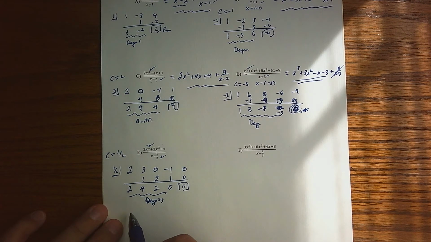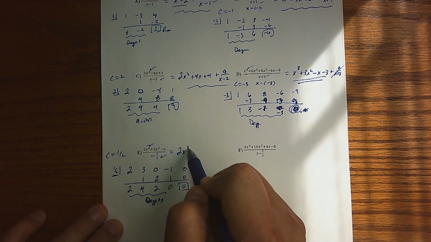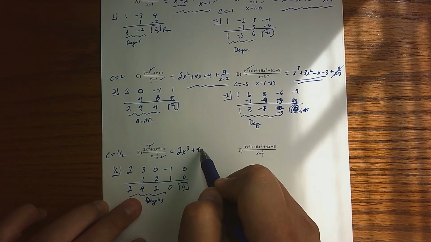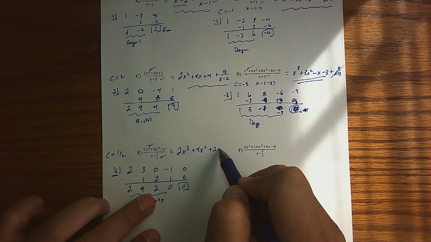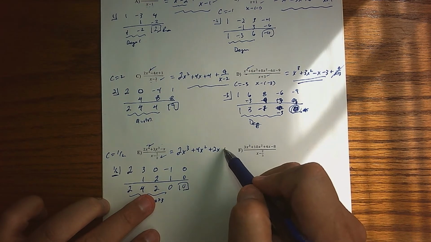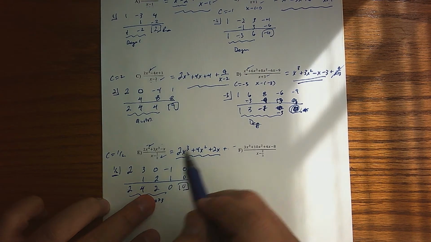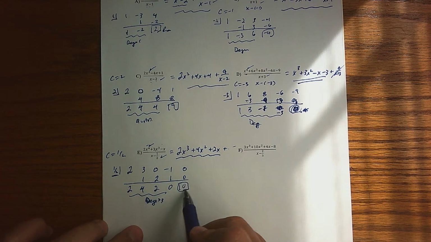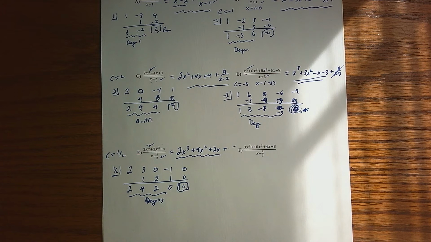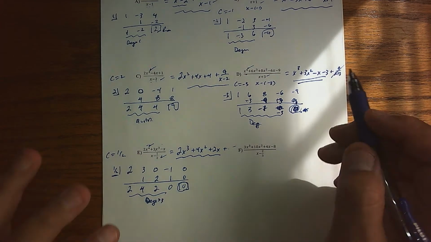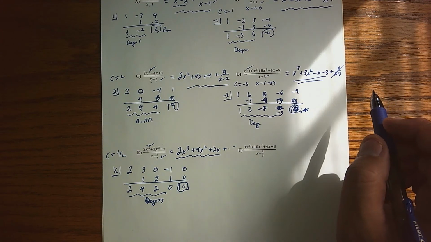And so we have this is equal to 2x to the third plus 4x squared plus 2x, right? And then there is no remainder. So there's basically our answer there. And again, having a remainder of 0 is pretty important, and I'll address that coming soon in some videos. But right now, we're just focusing on that synthetic division.